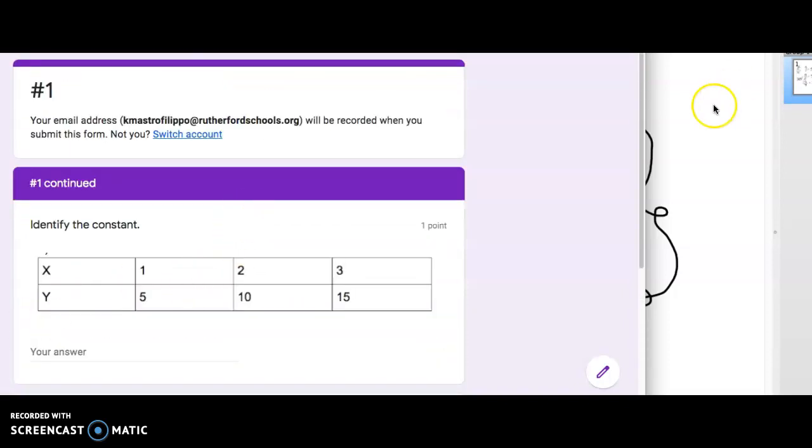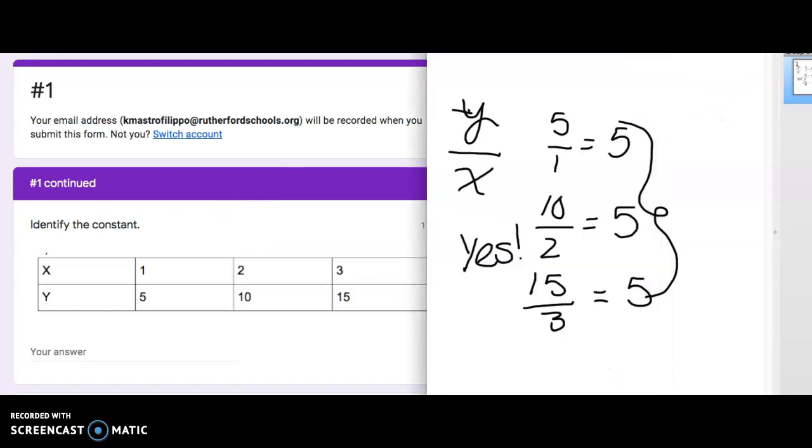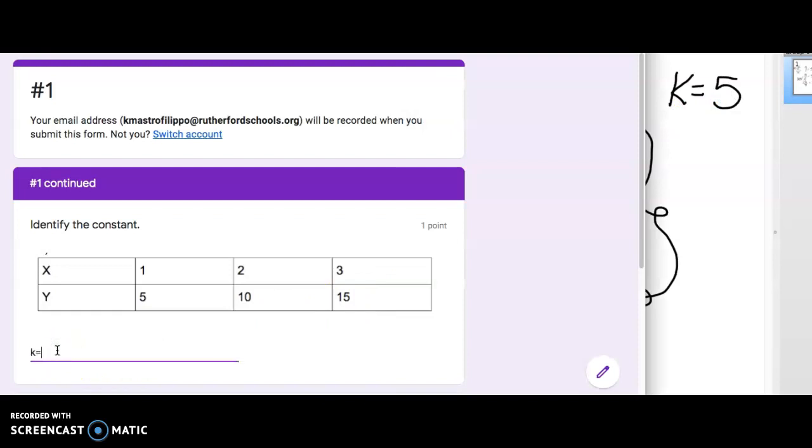Now, this is the same table. It wants me to identify the constant. To find the constant, we do y over x, which we already did. So my constant, which is labeled as k, is 5. So in my answer, I'm going to put k equals 5.